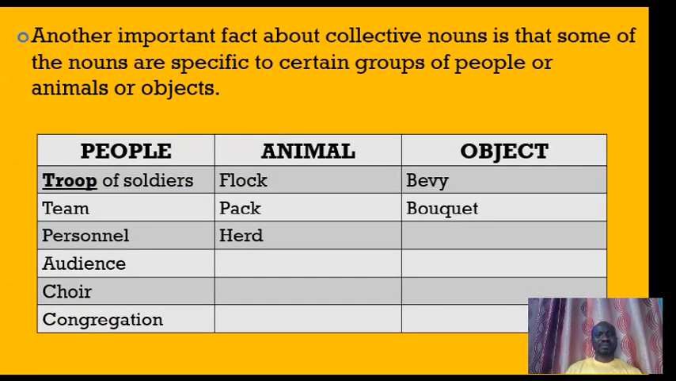Another important fact about collective nouns is that some of them are specific to certain groups of people, animals, or objects. We have people: all these words are used for people. We have troop of soldiers, team of players, personnel, audience, choir, congregation. We have animals, that is flock, pack, herd. We also have objects like bevy and banquet. All these have specific ways that you make use of them.